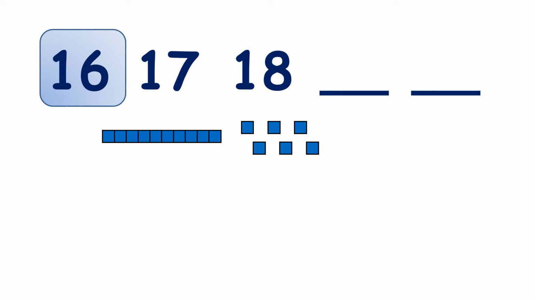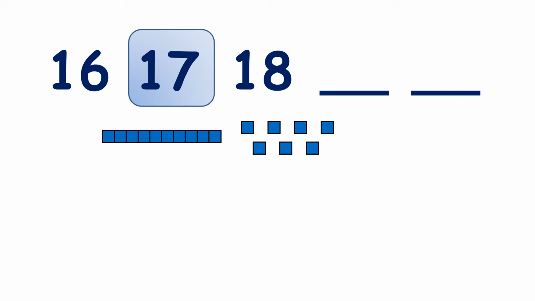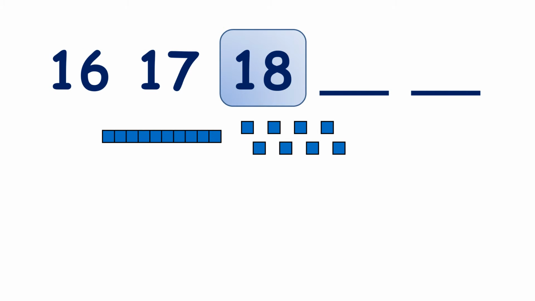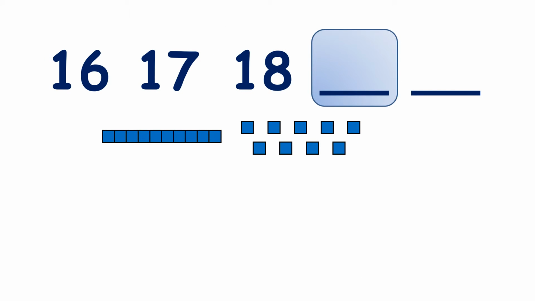So now 16, 17, 18. So our number sequence starts with 16. Then adding 1 more makes 17, another one makes 18, and what comes next? We get 19, and what comes next? Well, now we have 10 units, we can push those 10 blocks together to make another group of 10. So now we have 2 groups of 10, which means we have the number 20. So we write that 2, 0.